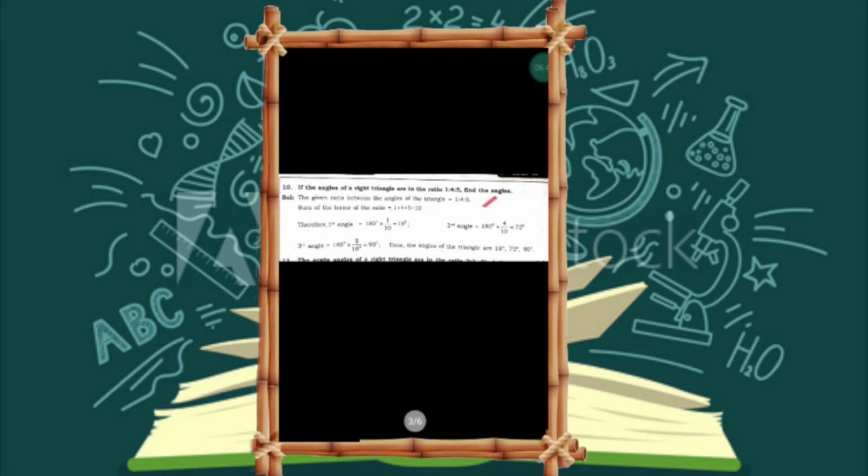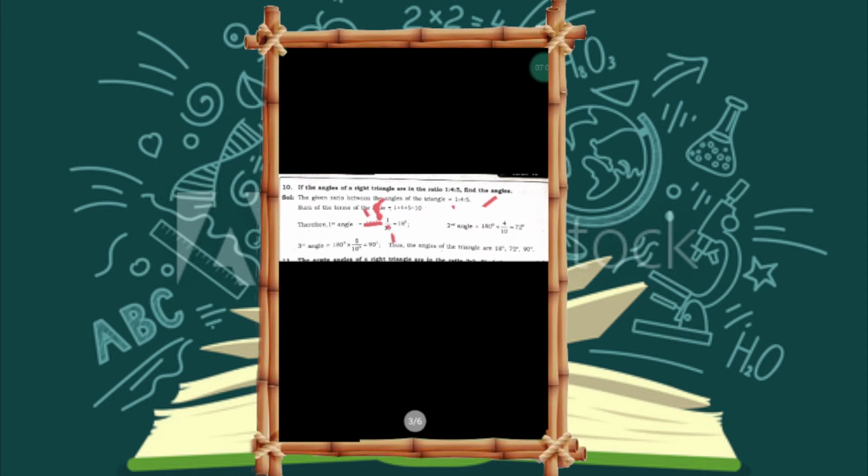What is the sum of the ratio? 1 plus 4 plus 5 is equal to 10. Therefore, the first angle. What is the first ratio? 1 by 10 into 180. 1 by 10 into 180 means 10 ones are 10, 18s are 18. So 18 ones are equal to 18.